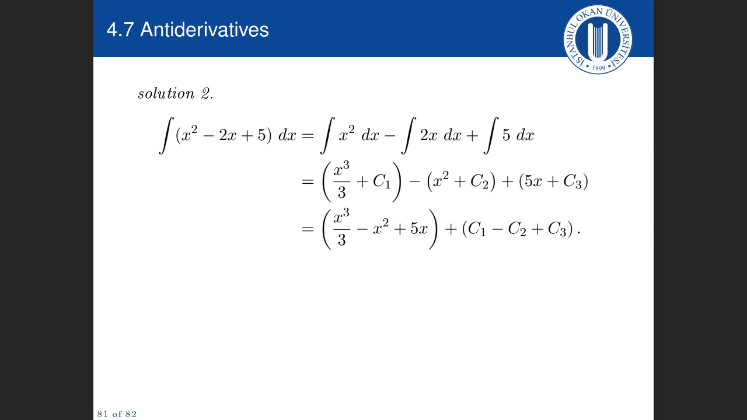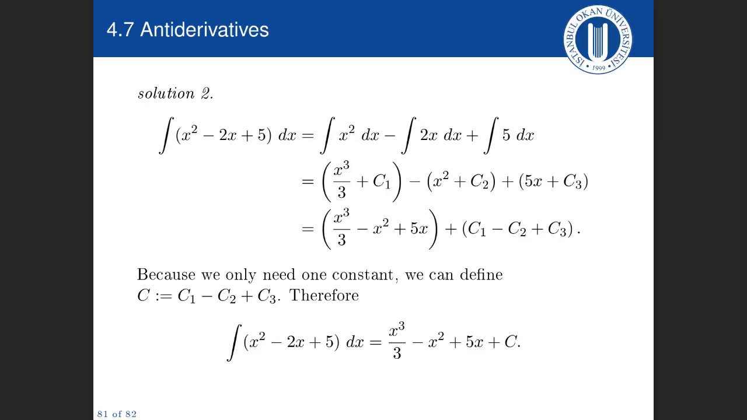Now, c1, c2, and c3 are all numbers that we don't know. We only need one constant here. So we can replace these 3 numbers that we don't know by a new name. Let's introduce a new constant c, which is c1 minus c2 plus c3. And then the answer to this question is x cubed over 3 minus x squared plus 5x plus c. In this example, I've tried to show that we only need one constant. We don't need to worry about different constants. We only need to have one.